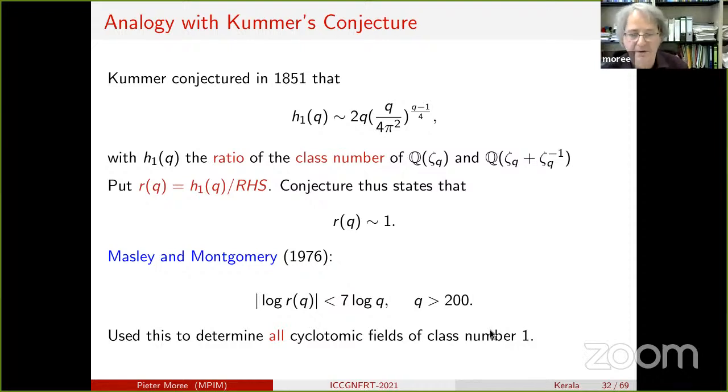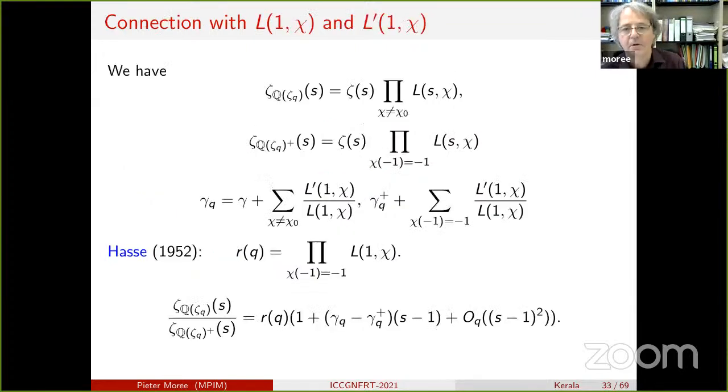So why is this R of q important? Well, Masley and Montgomery, in their famous work in 1976, determined basically all cyclotomic fields of class number 1. And for that, they used an estimate for this R of q. So it's not an unimportant quantity. The associated Dedekind zeta functions can be factorized in terms of Dirichlet L-functions.